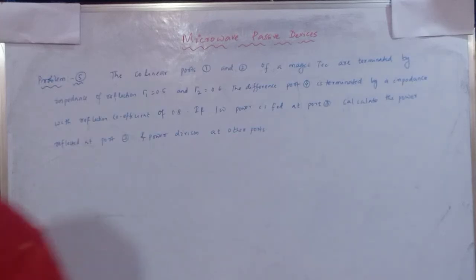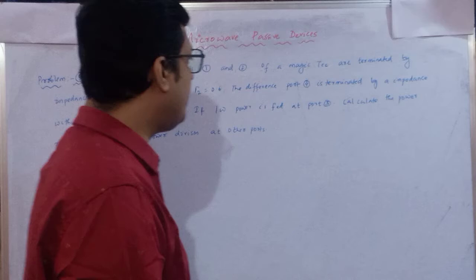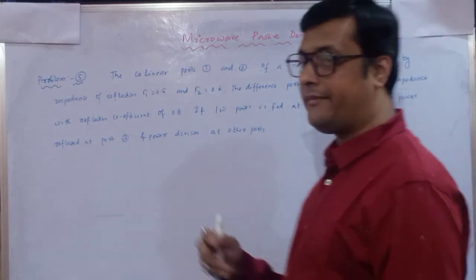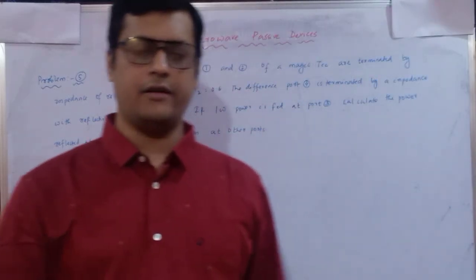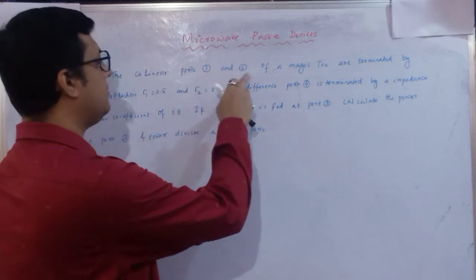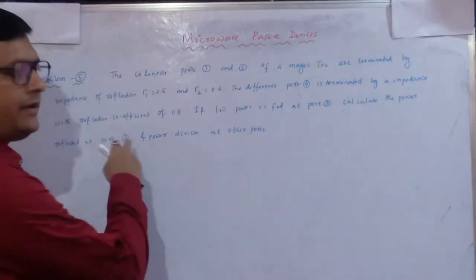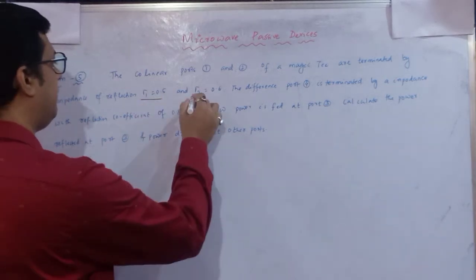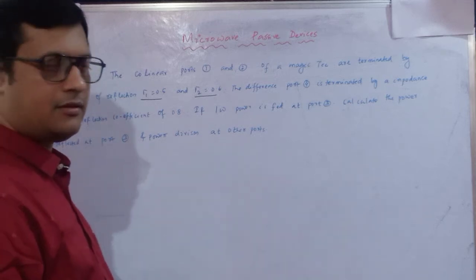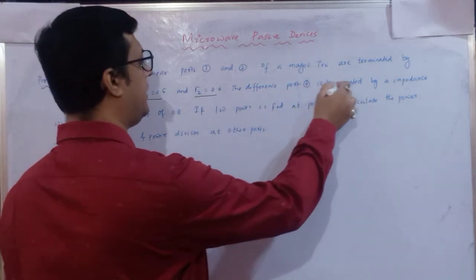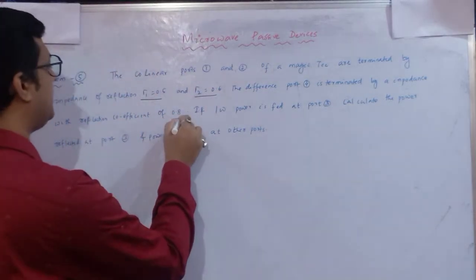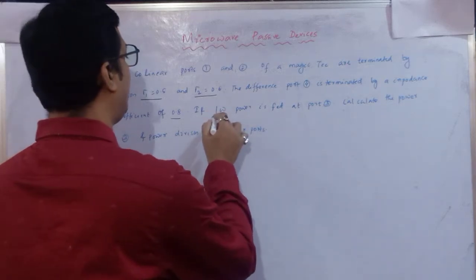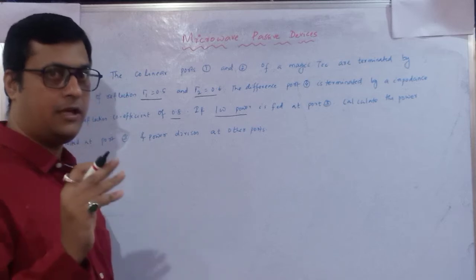Okay. So this is the last question which we are going to discuss today, and then we'll wind up. Here you can see the collinear ports 1 and 2 of a Magic T. Magic T means a 4-port device, in which the collinear arms 1 and 2 are terminated with impedances: the reflection coefficient at port 1 is 0.5 and at port 2 is 0.6. And the difference port 4 is terminated with an impedance with reflection coefficient 0.8, and 1 watt of power is fed at port 3.